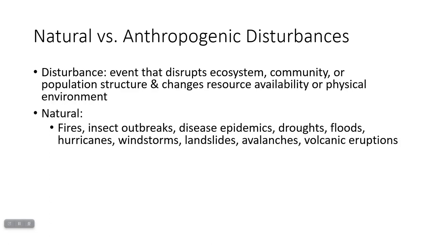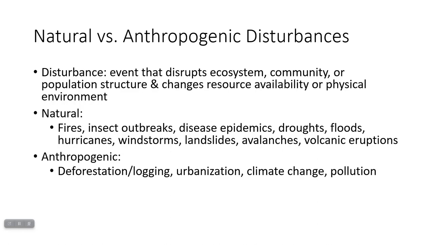So, some examples of natural disturbances are wildfires, insect outbreaks, epidemics of disease, droughts, floods, hurricanes, windstorms, landslides, avalanches, volcanic eruptions, and there are a few other examples we're going to talk about in a moment. Some anthropogenic examples are deforestation or logging, urbanization, climate change, and pollution. And just a friendly reminder, whether or not you've encountered this in the notes, anthropo literally means human, and genic means caused by.